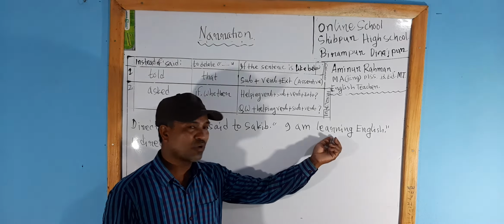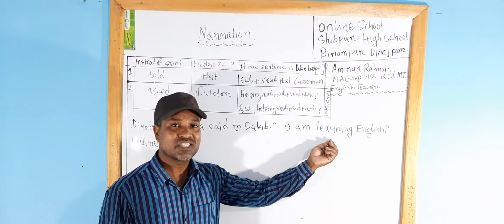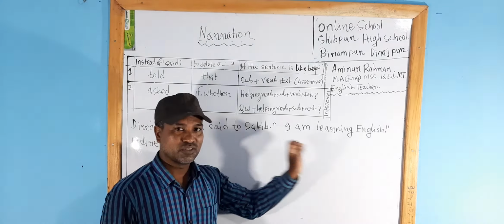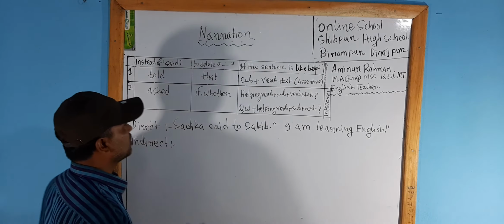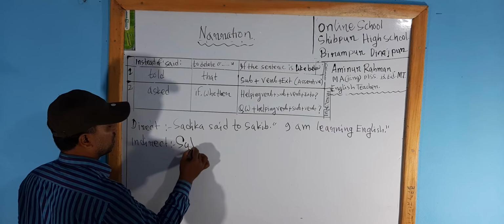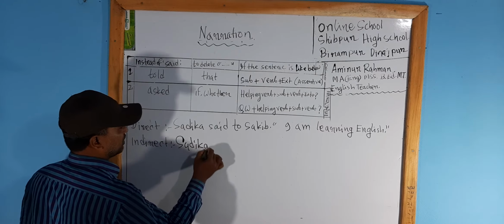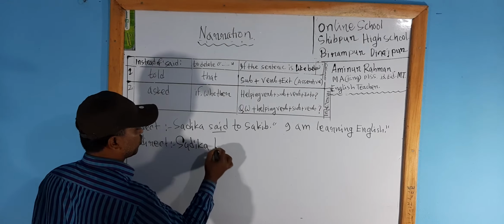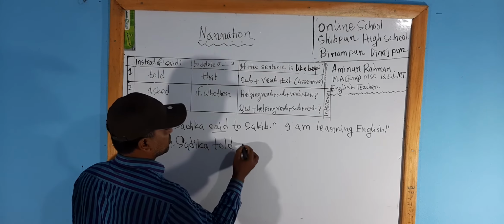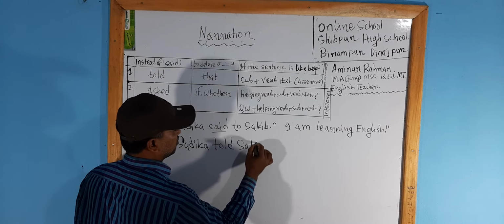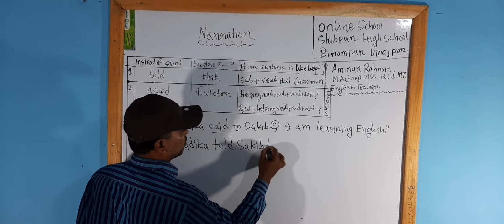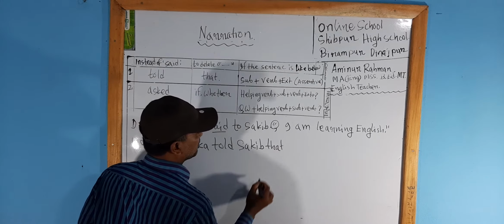If we look at this sentence, we will easily see that this is an assertive sentence because it is subject plus verb plus extension. So how will we change this sentence following the system? Number one, please look at this. Sadika, instead of said, there will be told. Okay, please look at this: told, Shakib. To delete the inverted comma, we have to use that. So we have to write here that.